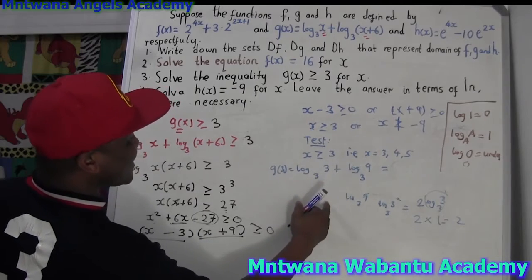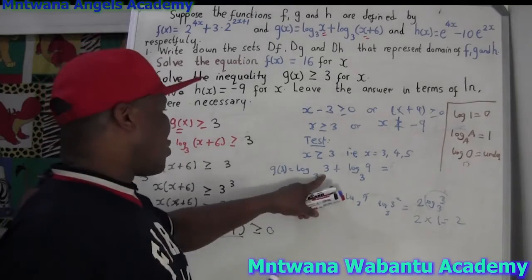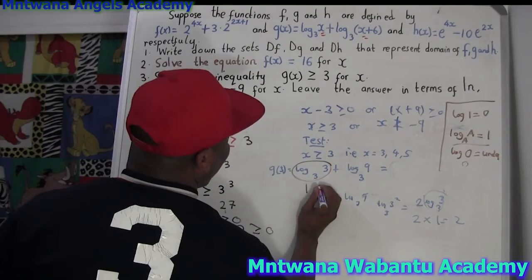I said when it's 3, this equals 0. No, it's not equal to 0. This equals 1. So this equals 1 here. So it's going to be 1 plus.